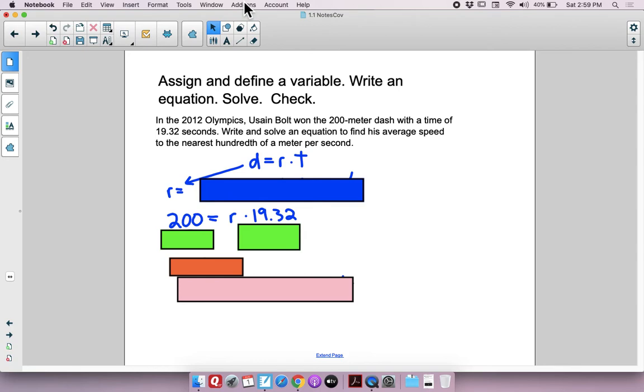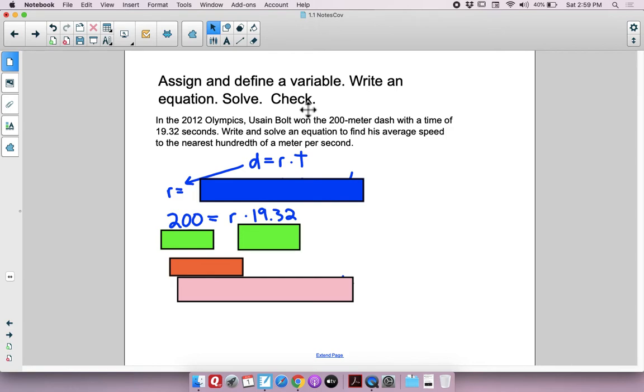So let's assign and define a variable. Let's talk about what that means. Assigning a variable means picking one. So in this case, I picked R. A lot of times people pick X's or Y's or whatever. And then defining it is telling me what it means. Then we're going to write an equation, we're going to solve it, and we're going to check.